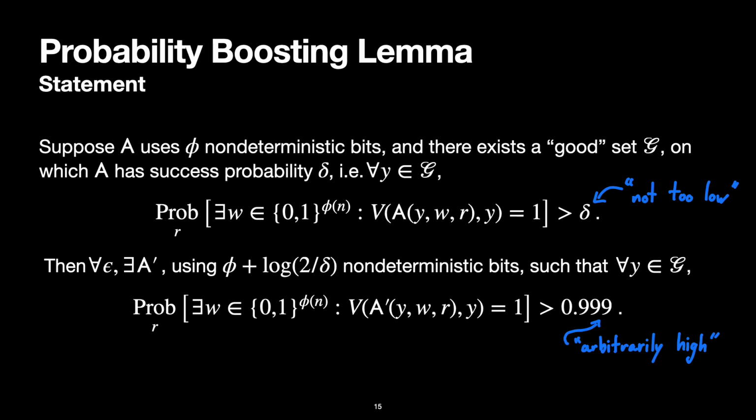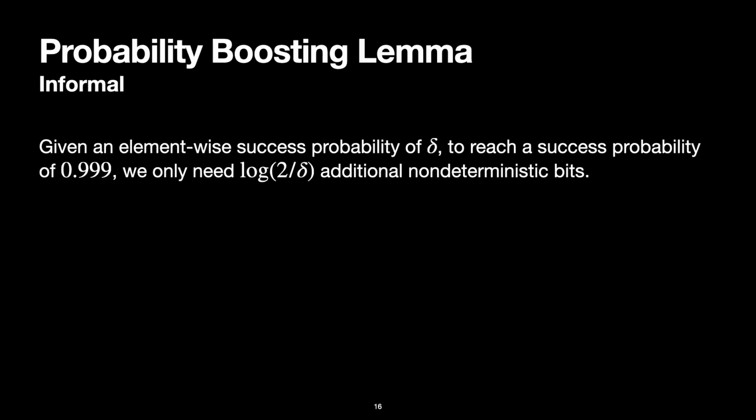Now, there's a couple things to note. This good set will cause us a little bit of trouble later, but it can be fixed by a direct product argument. But for now, we can imagine the good set is everything. Imagine we had a uniform lower bound on the success probability. Informally, the probability boosting lemma says, given an element-wise success probability of delta, to reach a very high success probability, we only need log 2 over delta additional non-deterministic bits.